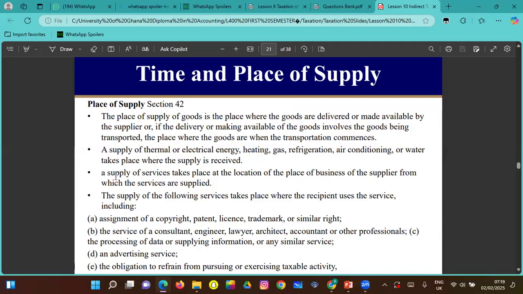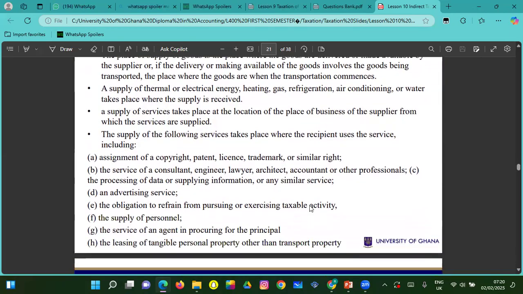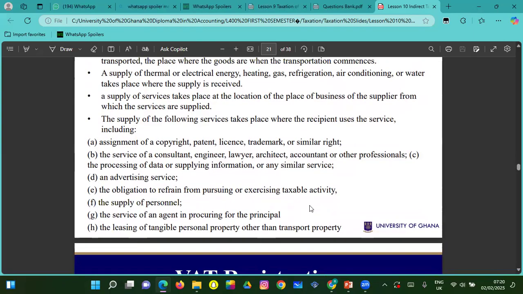And then also a supply of service takes place at the location of the place of business of the supplier from which the services are being supplied. So when you go to the barbering shop to barb your hair, the service has taken place at the barbering shop, right? The supply of the following services takes place where the recipient uses the service, including the assignment of a copyright, patent, license, trademark, or similar right, the service of a consultant, engineer, lawyer, architect, accountant, or other professionals.